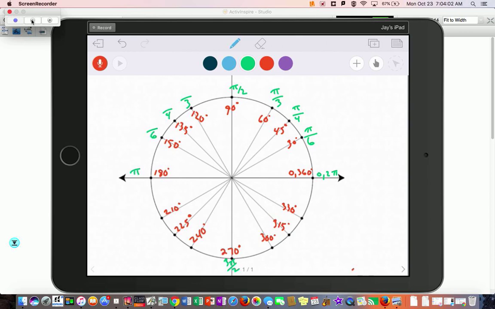At 150 degrees, I just asked the question, how many 30s can you fit in 150? That would be 5. So that would be 5 pi over 6. At 135 degrees, how many 45s can you fit in 135? That would be 3. And then for the 120, you would ask, how many 60s can you fit in 120? That would be 2.